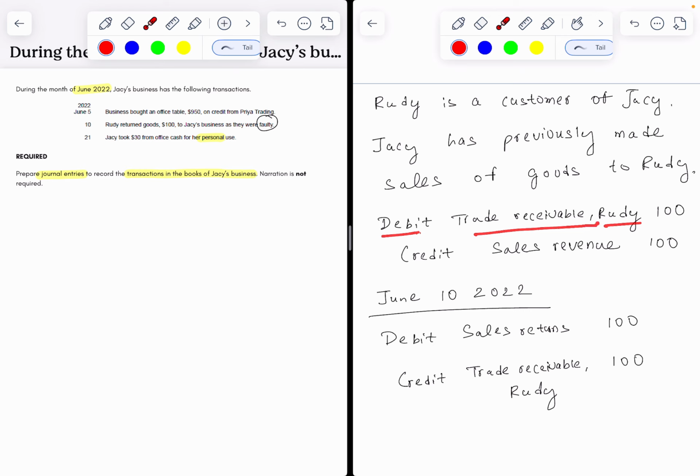And because assets are increasing, JC would debit it $100, all right? Another reason we're assuming this transaction to be on credit is because the question does not mention anything regarding cash on June 10, all right? So it's not specifically or explicitly mentioned, so we have to assume confidently that this is a credit sale.